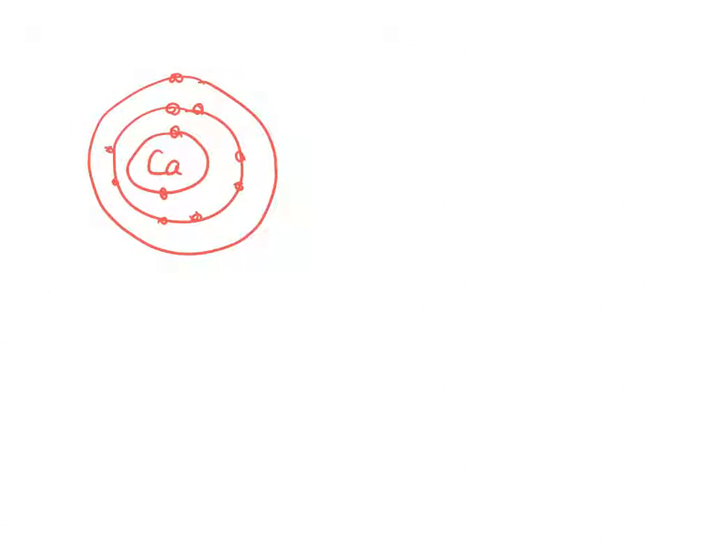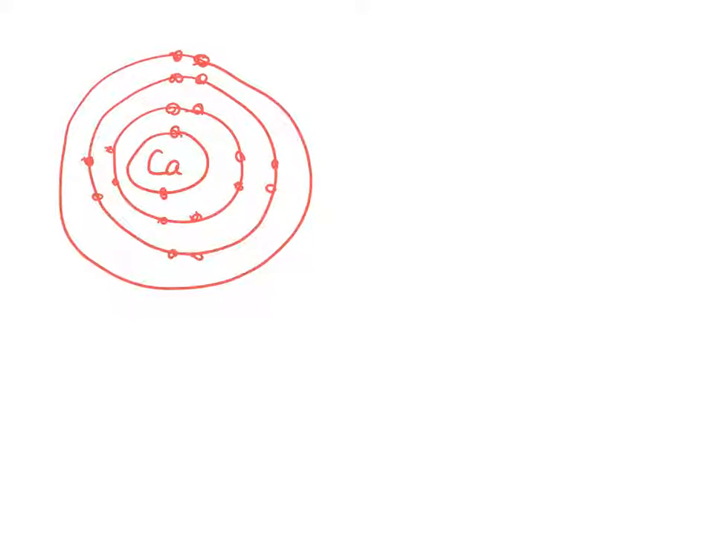Okay, so calcium is a metal, and it has 2, 10, 18, 20 electrons. So it's not feeling like it's got a full outer shell because it's got these 2 extra electrons which are going to leave.